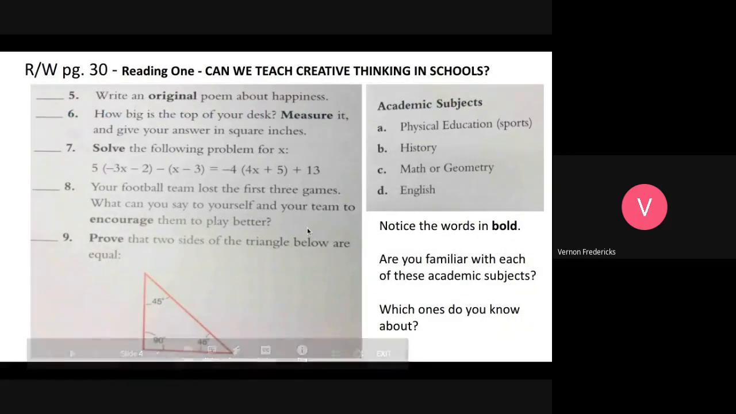Okay. Here we have the same. 5, 6, 7, 8, and 9. Is it sports? Is it history? Is it math or geometry? Or is it English? What does it match with? Okay.